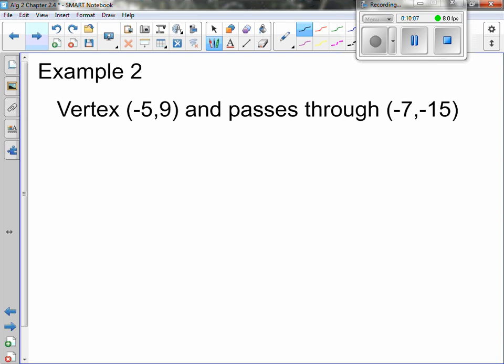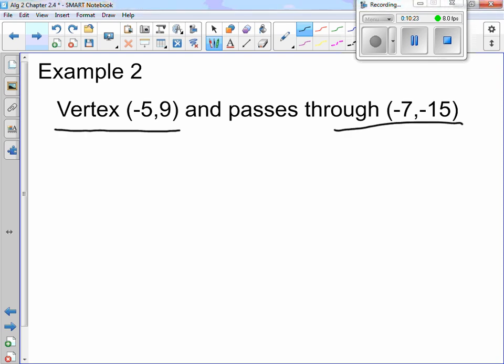Let's look at another example. When we look at this example here, the first thing we need to do is figure out which equation it matches up with. Well, what does it tell us? It tells us the vertex is -5, 9. It passes through this point. So since it gave us the vertex, we are saying y equals a times x minus h squared plus k. That's our equation. Because it gave us the vertex, we're using this form.